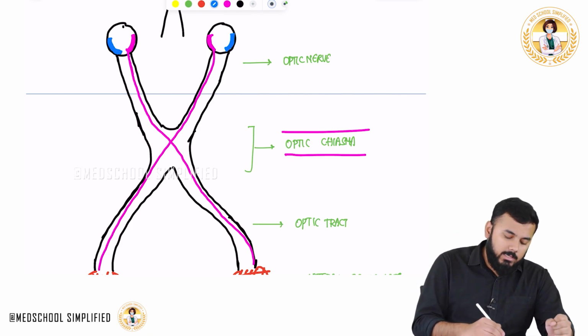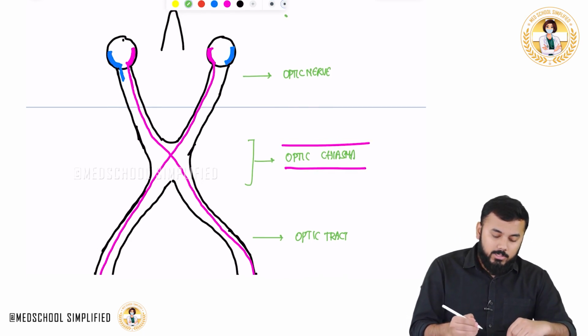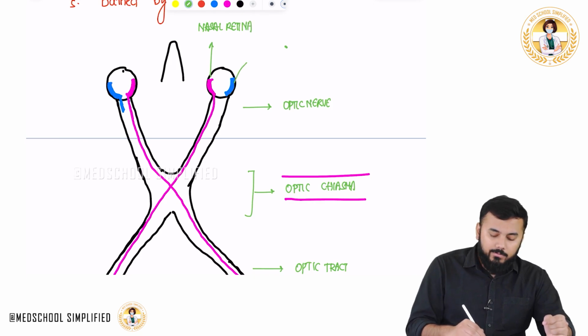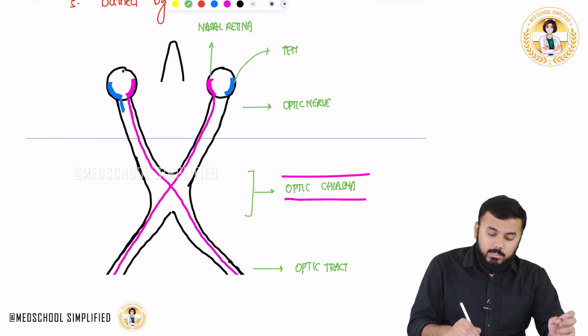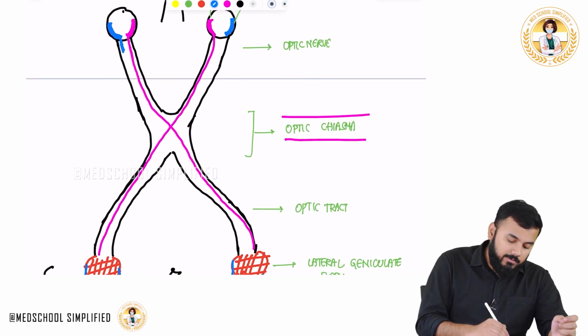Next important point is, from here also, what is this part of retina? Let me write down these two parts of retina. This part of retina over here is called the nasal retina. And this part of the retina over here is present towards the temporal side. So that is why you call this the temporal retina.